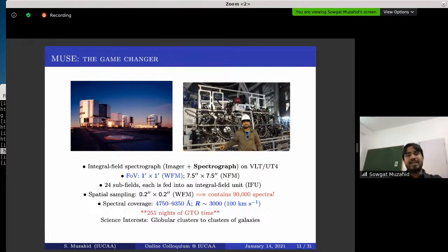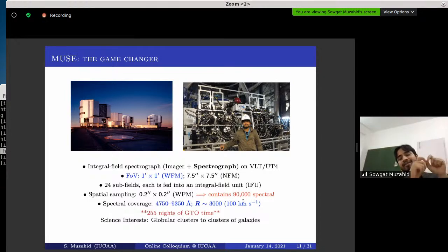MUSE is a second generation instrument installed on VLT UT4. It's here. I don't know if you can see my cursor. That's UT4 where it's installed, and that's the instrument. I was completely baffled by the sheer complexity of the instrument when I last visited in 2017. MUSE is an integral field spectrograph. It has 24 IFUs with a field of view of 1 by 1 arcminute in the wide field mode, and has spatial sampling of 0.2 by 0.2 arcseconds. That means each MUSE field contains 90,000 spectra, and that's the beauty of MUSE, okay?